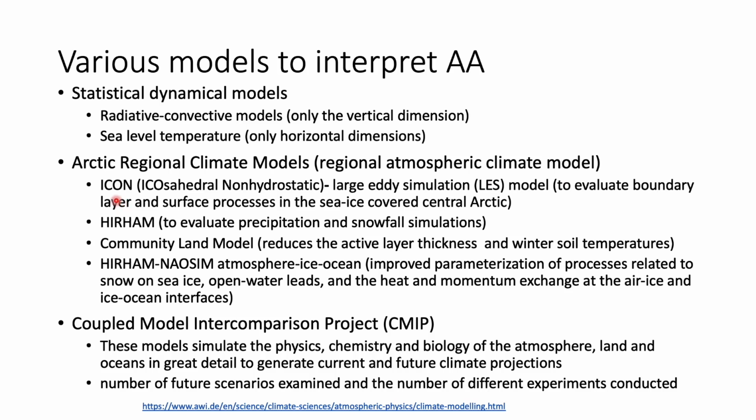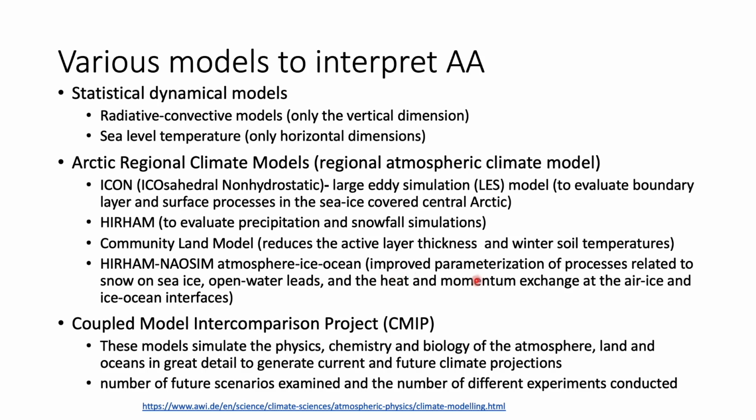The first one is the ICON, that is the icosahedral non-hydrostatic large eddy simulation model. This is to evaluate the boundary layer and surface processes in the sea ice covered central Arctic. And the HIRHAM model is to evaluate the precipitation and snowfall simulation. Then the community land model reduces the active layer thickness and winter soil temperatures. Then the HIRHAM-NAOSIM atmosphere-ice-ocean model.